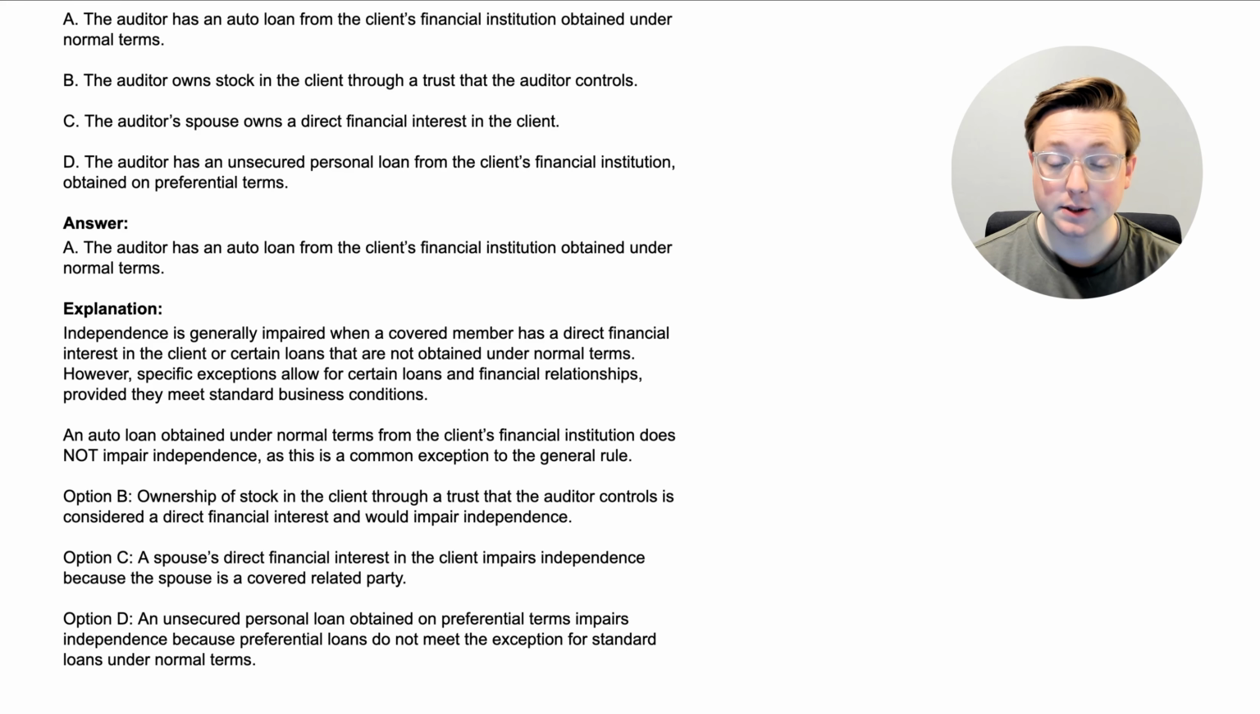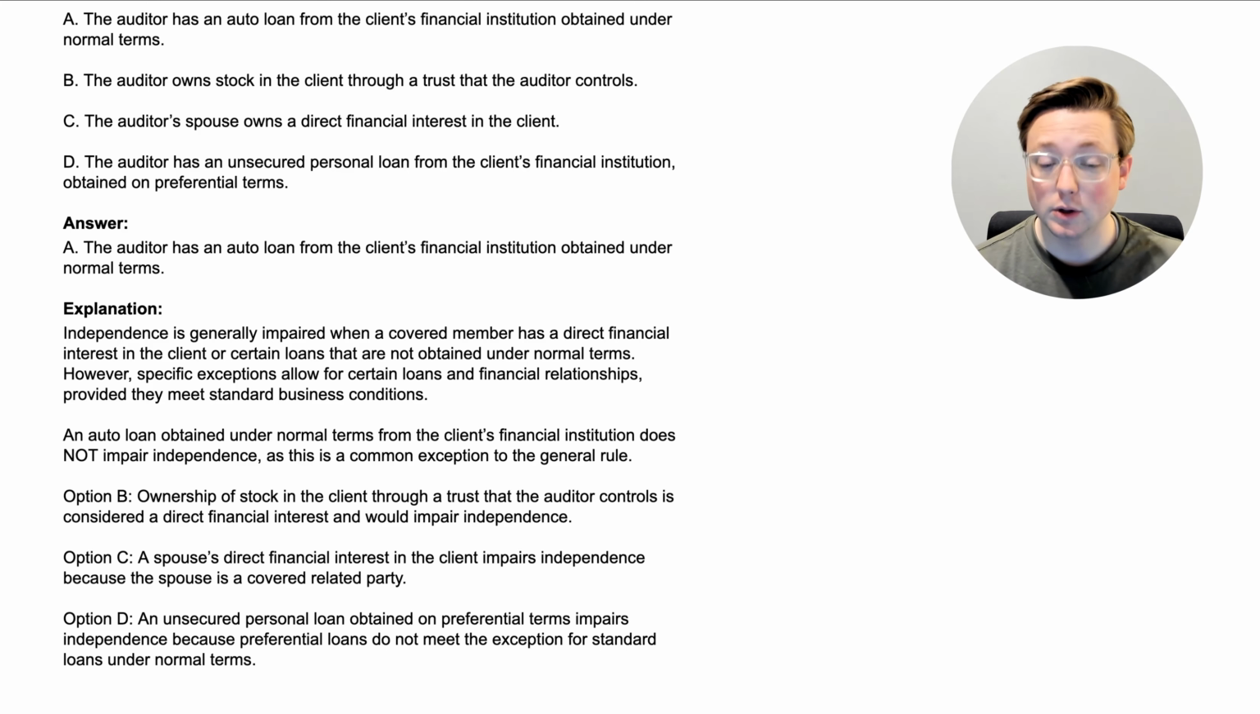However, specific exceptions allow for certain loans and financial relationships, provided they meet standard business conditions. An auto loan obtained under normal terms from the client's financial institution does not impair independence, as this is a common exception to the general rule. So there is an exception if it's a normal auto loan in the normal course of business, like it wasn't preferential, you didn't get anything special for it, it's just a normal auto loan.